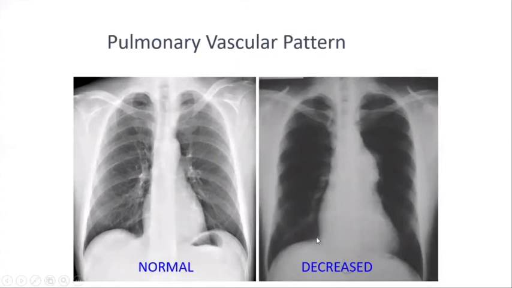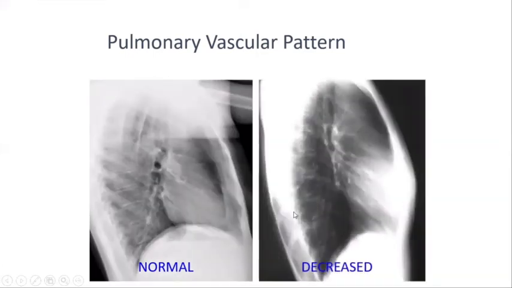Now, in comparison to this normal pulmonary vascular pattern, we can see it is barely perceivable. The pulmonary vascular pattern is barely perceivable on both sides. So this is a decreased pulmonary vascular pattern, also known as oligemia. Now decreased, this is also on lateral view. You can also see in comparison to the normal, this is also a decreased pulmonary vascular pattern, also known as pulmonary oligemia.